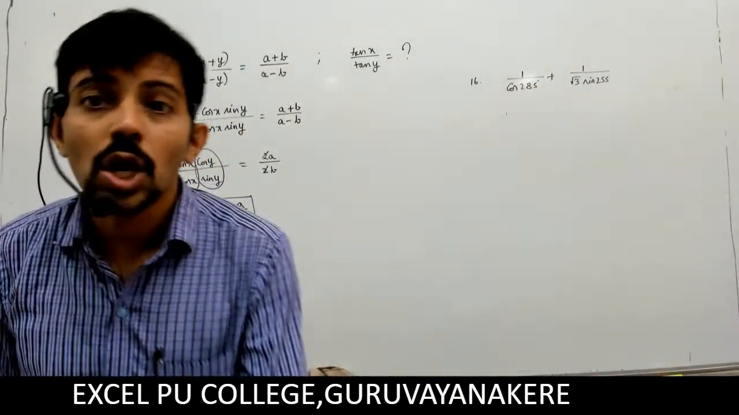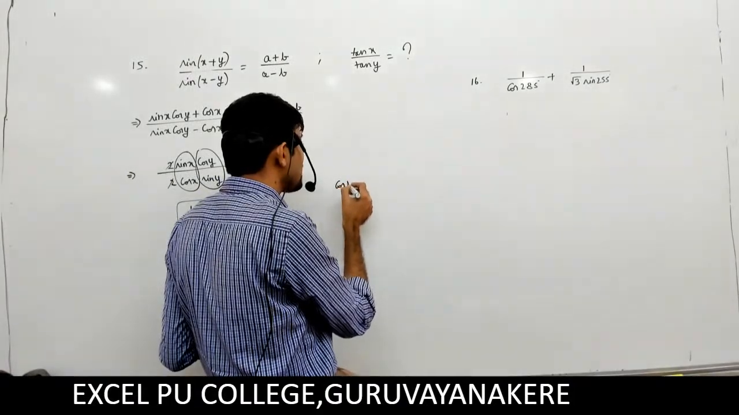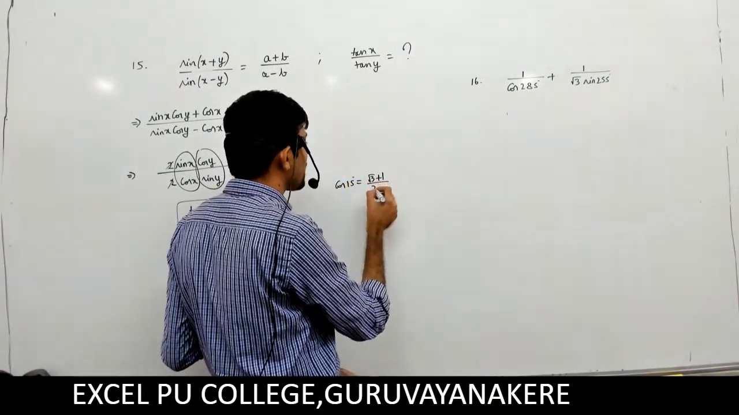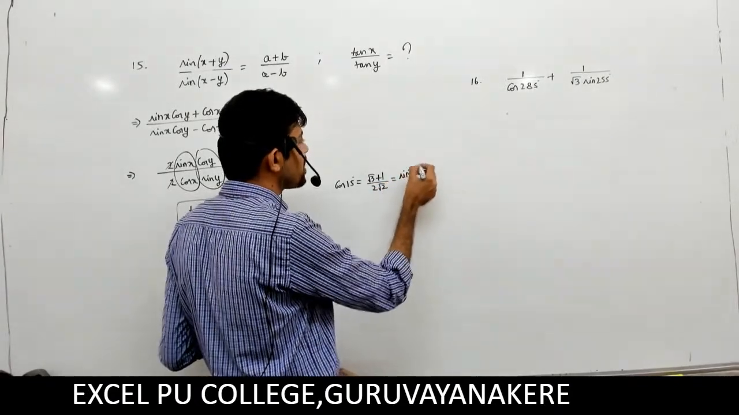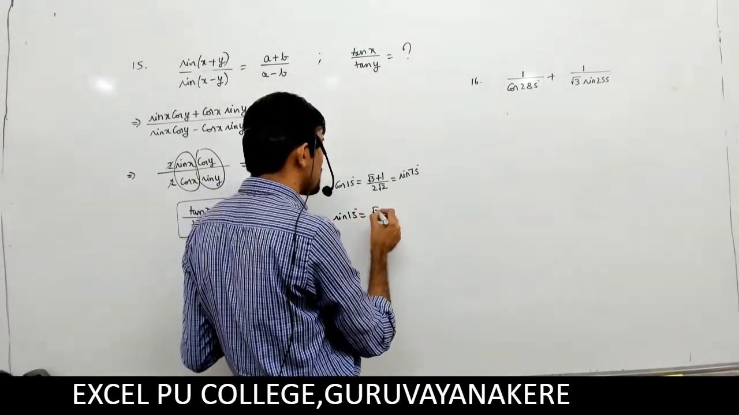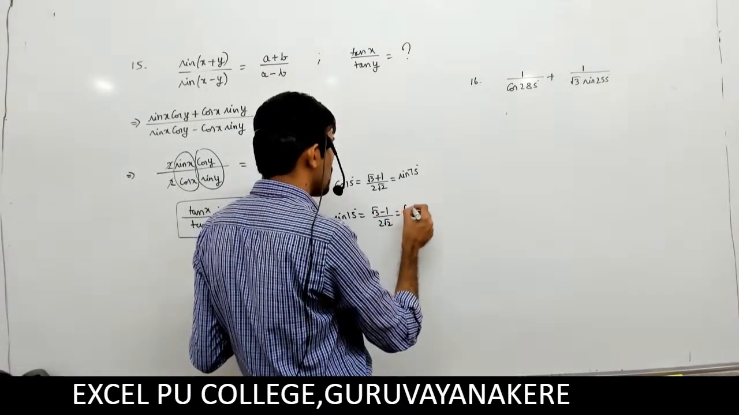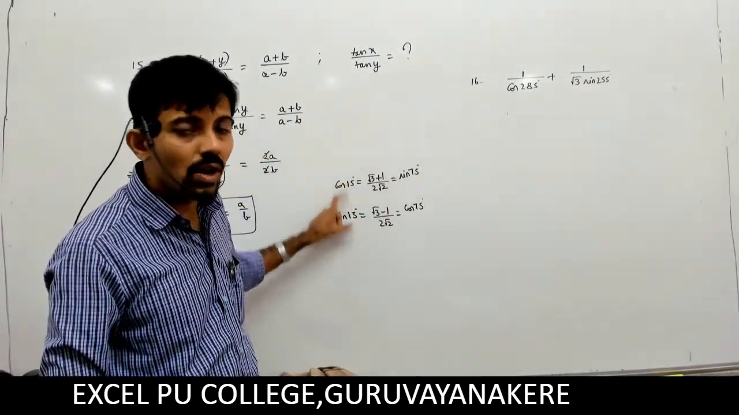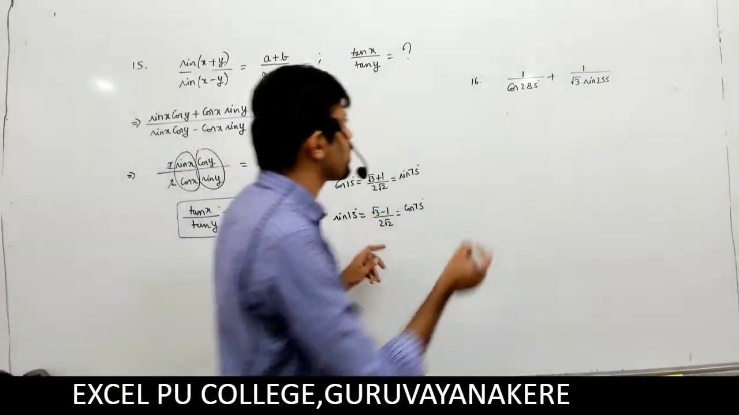For this you must know the concept of allied angles and also the values of this. Cos 15 degree is how much? Root 3 plus 1 by 2 root 2. Cos 15 is same as sin 75 degree. Sin 15 degree is root 3 minus 1 by 2 root 2. Sin 15 degree is same as cos 75 degree. All these things you must know: cos 15, cos 75, sin 15, sin 75.